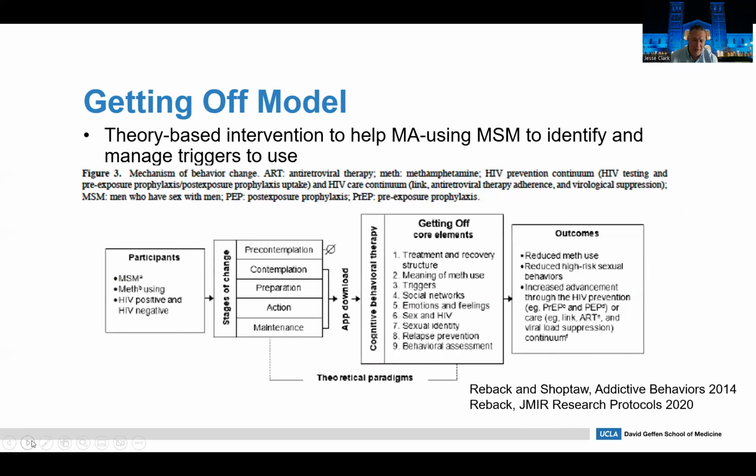The model is a theory-based intervention to help meth using MSM identify and manage their triggers to use. So the core elements you can see in the figure there: treatment and recovery structure, meanings of meth use, triggers to use, social networks and context of use, emotions and feelings, sex and HIV, sexual identity, relapse prevention, recognizing that people are likely to relapse during the course of treatment and how to manage it when they do, and then behavioral assessments. It's associated with reductions in meth use and high-risk sexual behavior, and promoting HIV prevention activities as well. Next slide.